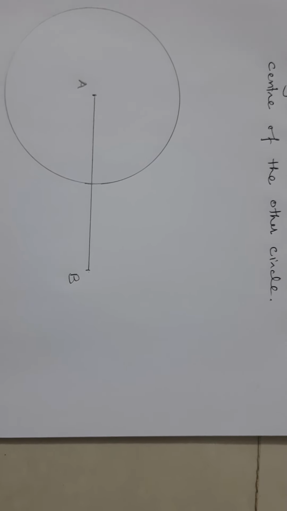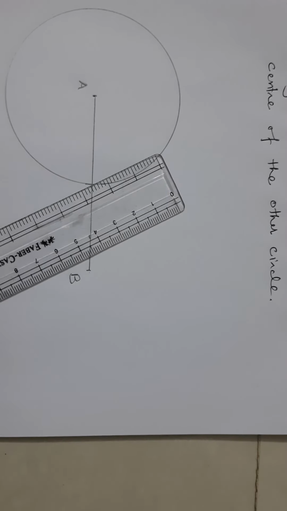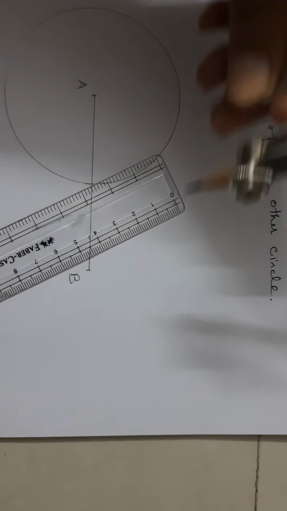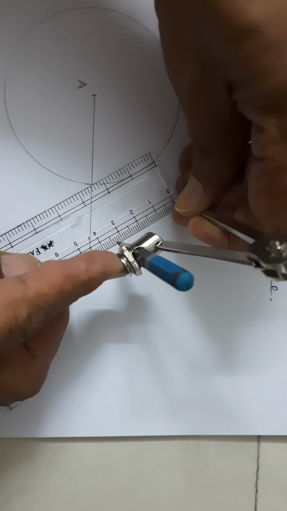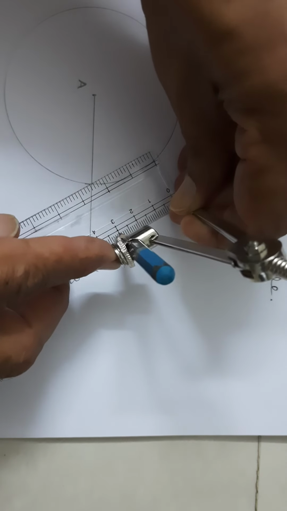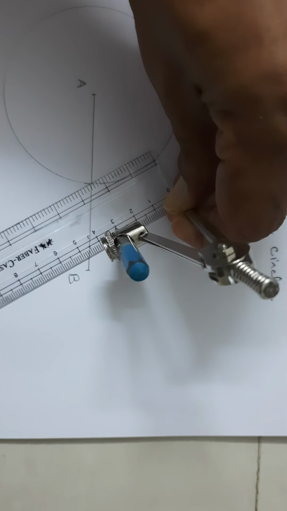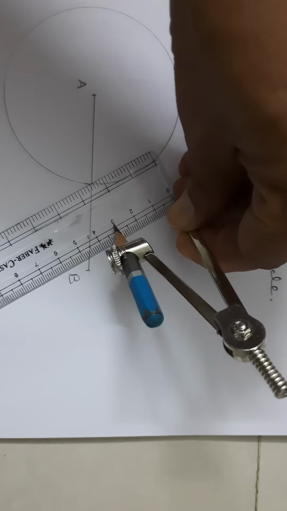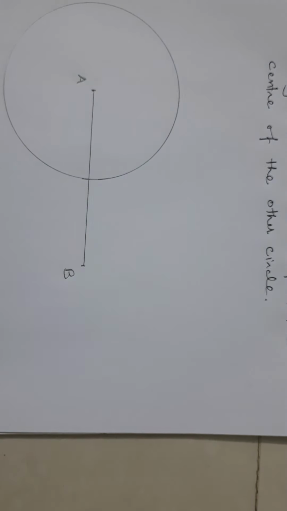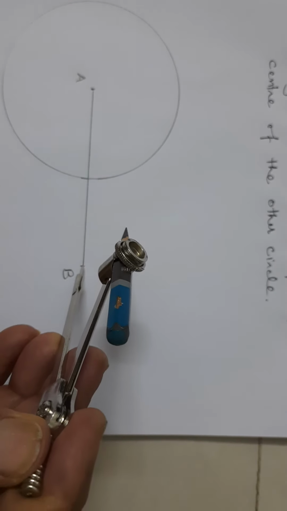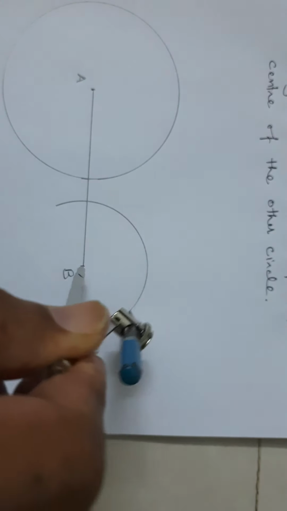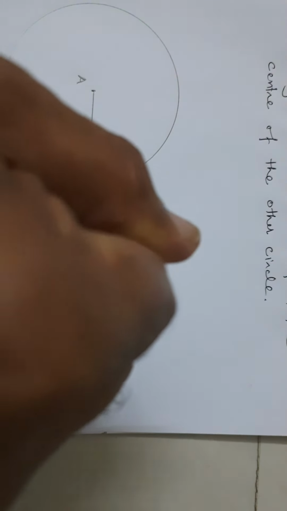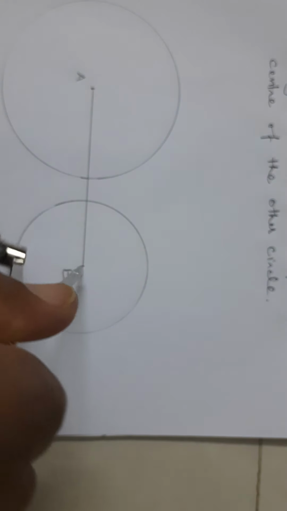Now from B we will draw a circle of 3 cm. So again we measure 3 cm. Look, we have measured 3 cm. And now from B I draw that particular circle of 3 cm radius. Here it is.